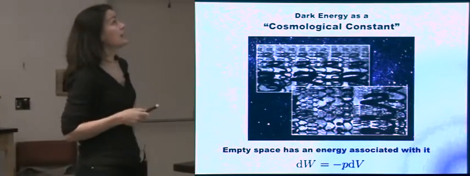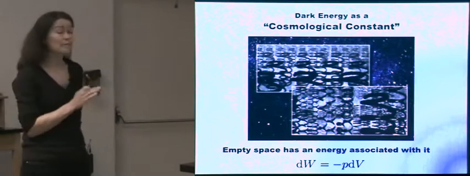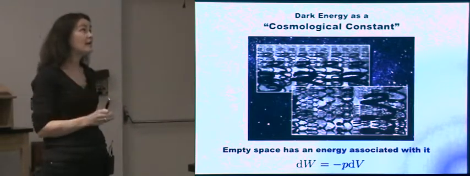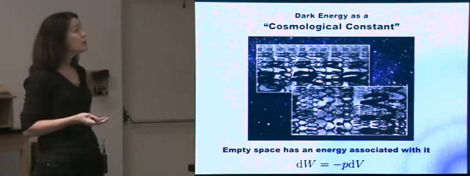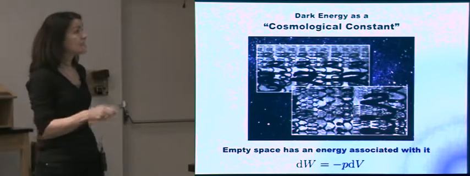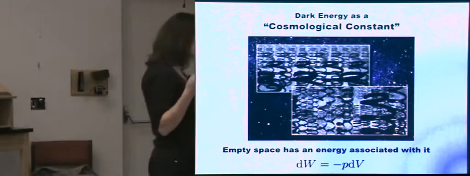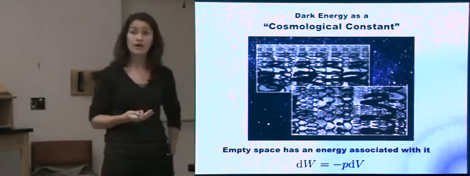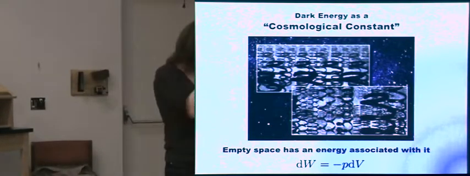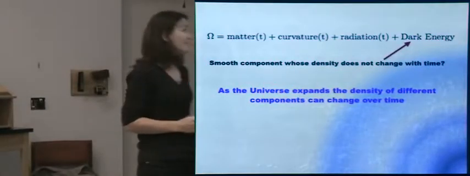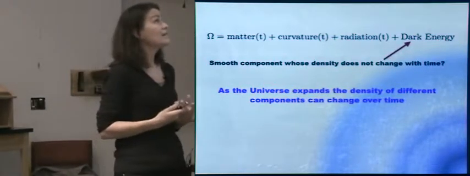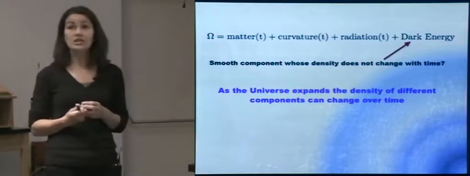So the notion of dark energy as a cosmological constant is really appealing because we know that the vacuum has energy density and it has the same properties as dark energy. This notion of empty space having an energy associated with it gives us a very natural candidate for dark energy, which would be the cosmological constant. When I say this is a constant, I'm talking about its energy density not changing over time.